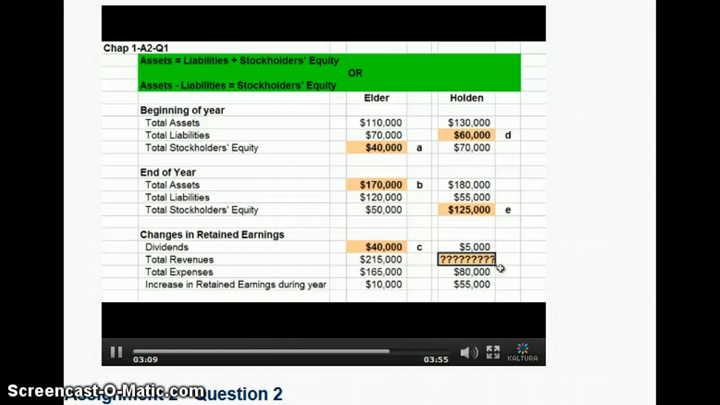Now this one was missing. This wasn't asked for in the problem, but let's just run through it because this one's a little bit tougher. If retained earnings went up by 55,000, that means net income had to be $55,000 more than dividends. So if dividends were 5 and net income was 55 more than that, then net income had to be 60. So if revenues, which are not given, minus expenses has to be $60,000, so something minus 80 equals 60. So our revenues in this case had to be 140,000.